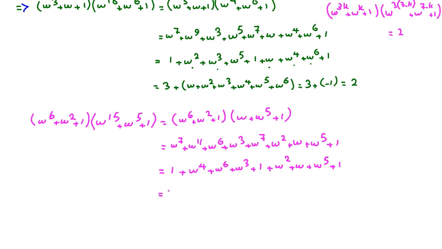Okay, so 1 plus 1 plus 1, 3 plus. You have W, W^2, 3, 4, 5, 6. W squared to W^6, which is negative 1 we've calculated. So 3 minus 1 is 2.